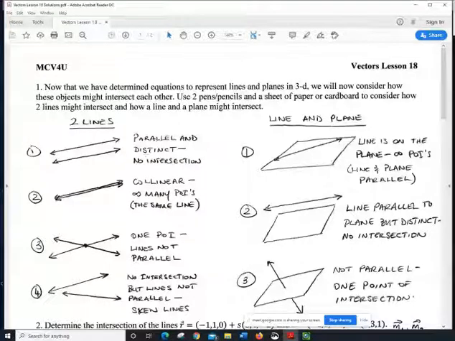So for lines, they're parallel and distinct, or they can be what we call collinear. Okay. There's infinitely many points of intersection. They're essentially the same line. Okay. Now, what do these two scenarios have in common that the other two don't have? So let's keep in mind what the relationships are. What is special about these two scenarios that's different from these other two?